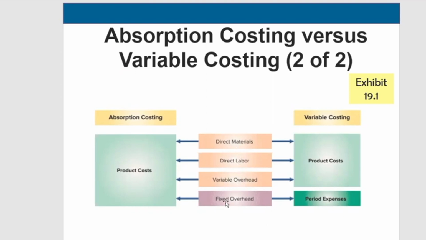Now, fixed overhead is things that don't change from month to month. No matter if we produce 100 units or 10,000 units, the fixed overhead is the same every month. That's like the rent on the factory, the supervisor's salary, which is fixed no matter what. These are things that don't change with production. And all that's included in the cost of the product, of course, absorption costing.